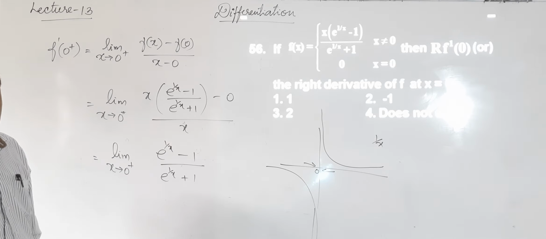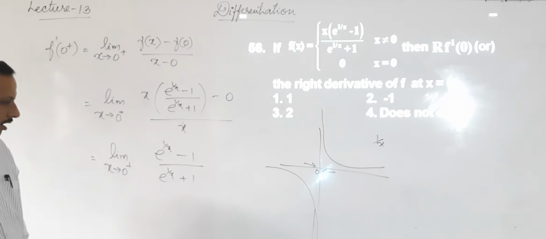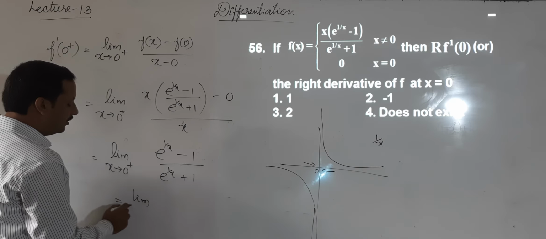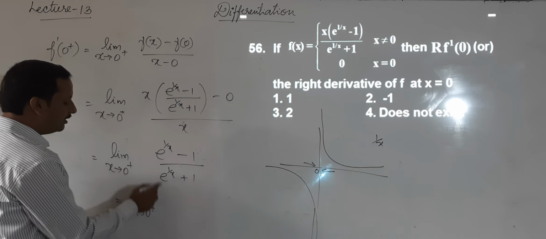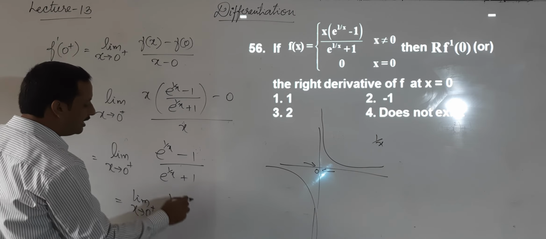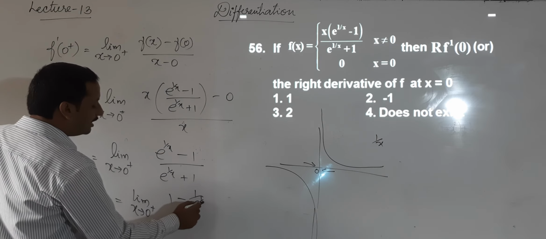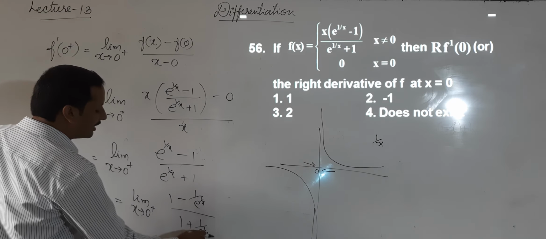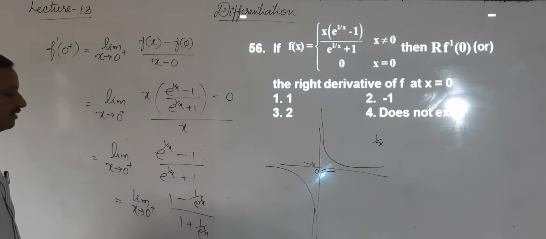You can either use L'Hospital's rule, or I will take e power 1 by x as common and cancel it. When I take e power 1 by x as common, here 1 will remain, here 1 by e power 1 by x, divided by 1 plus 1 by e power 1 by x. We have taken e power 1 by x as common and we have cancelled it.